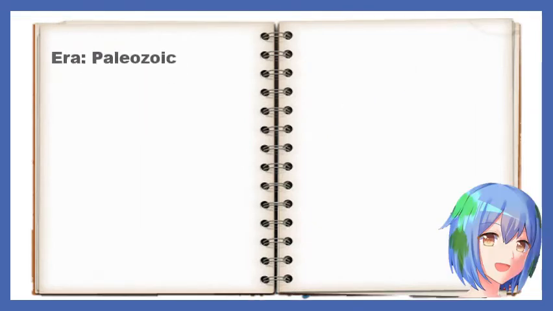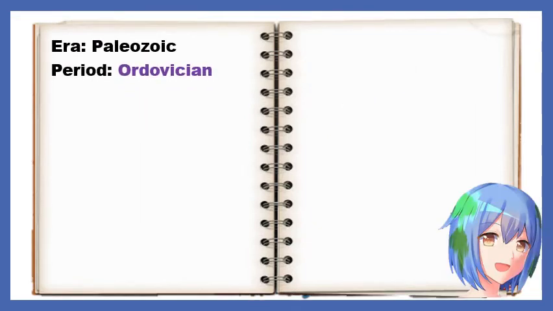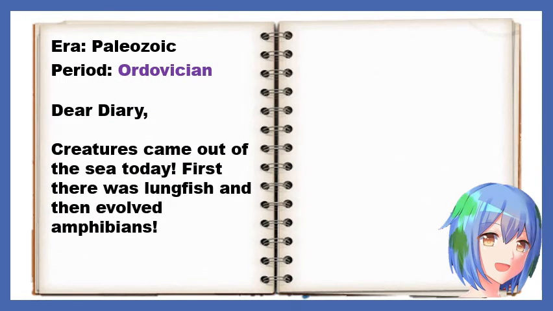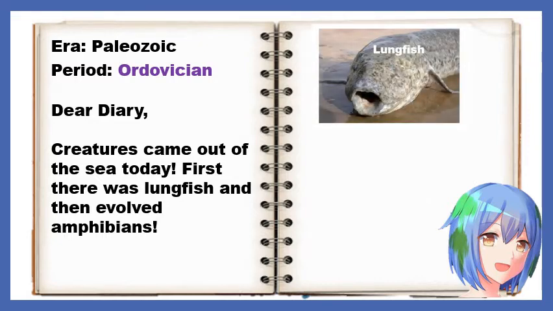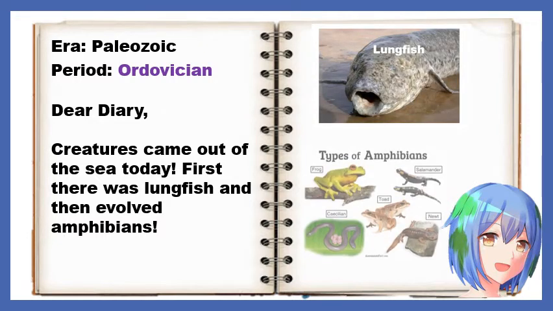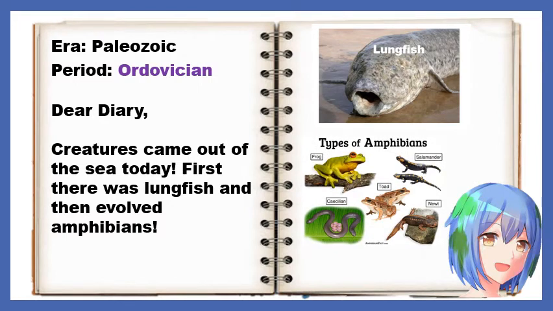Next entry on the Paleozoic, we are in the Ordovician. Dear Diary, creatures came out of the sea today. What? First there was the lungfish, and then evolved the amphibians. Ribbit. That includes frogs. We've got toads. We've got newts, things that live both in water and on land.